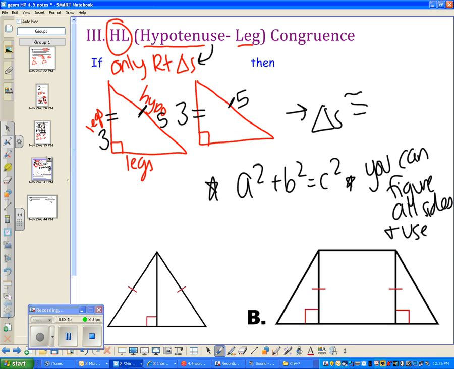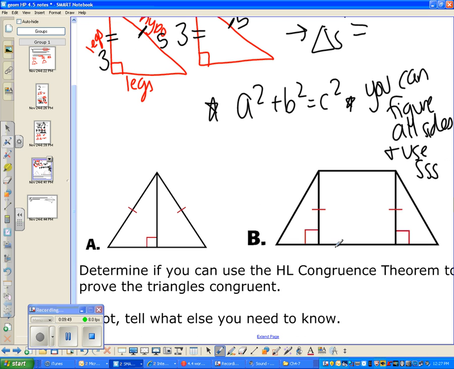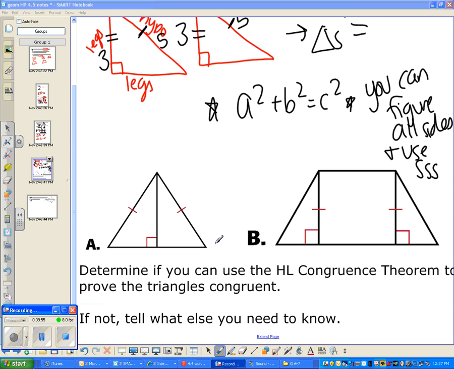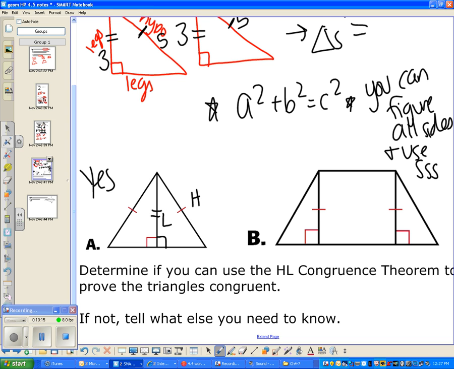Okay, so last example and then we're done. Determine if you can use the HL congruence theorem to prove the triangles are congruent. If not, tell what else you would need to know. So for A, are these triangles congruent? Well, let's see. We have an implied reflexive side, so we have another tick mark, and this one's a right angle, so this one's a right angle. So I have two right triangles, and we have the hypotenuses congruent to each other, and a leg is congruent to each other. So we have a hypotenuse and a leg. So yes, they are congruent to each other.